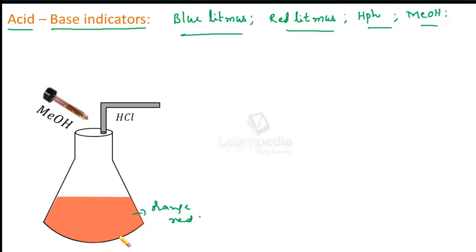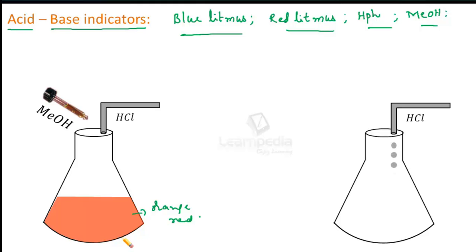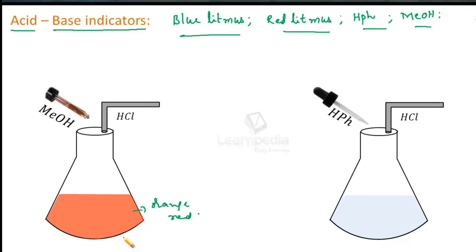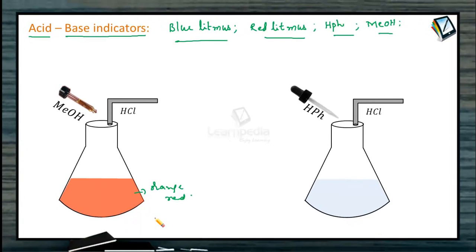Now what happens if we take into the conical flask some amount of acid HCl, and let us now add another substance called phenolphthalein. Phenolphthalein as such is colorless. When it is added 1 drop, 2 drops, 3 drops, still we don't find any change in the color. That is, when phenolphthalein is added to acidic solution like HCl, there is no change in the color. Whereas when a substance like methyl orange is added to acidic solution, orange red color is developed.